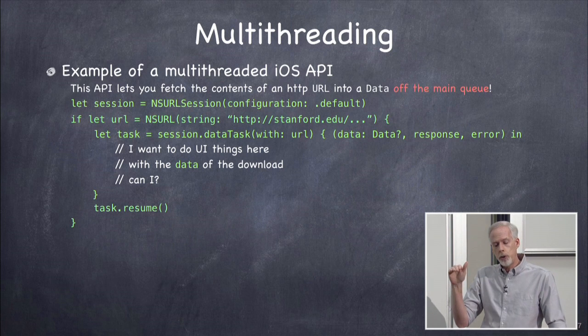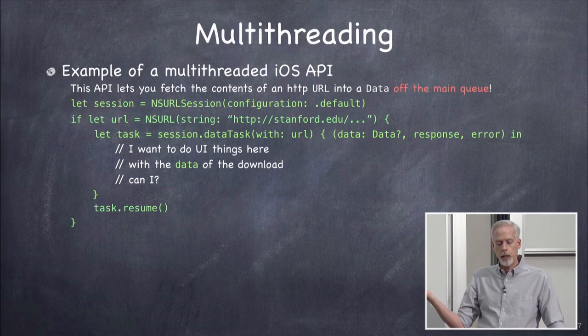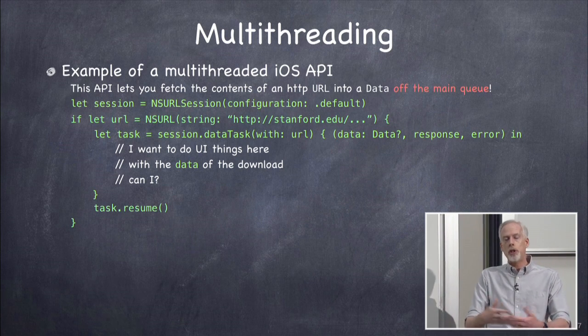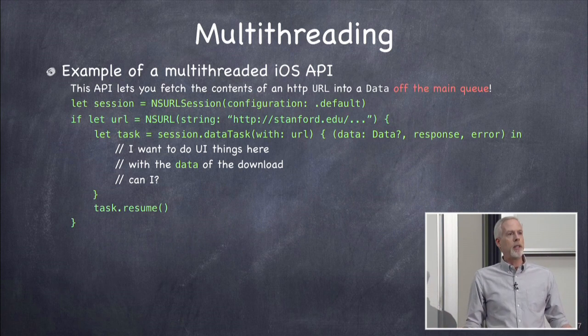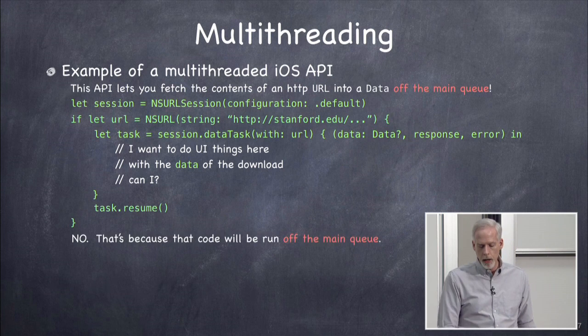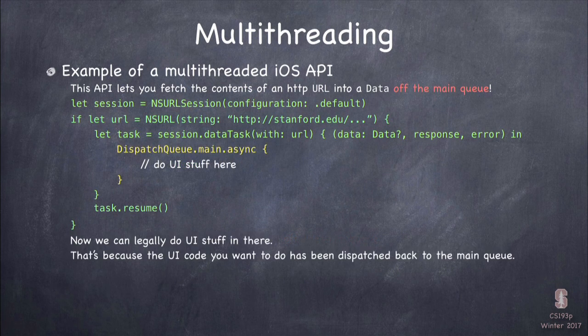So when the data is gotten and that closure is finally called on some other queue besides the main queue, you want to do some UI in there, like show the image that you just fetched, and you can't do it because you're not on the main queue. So how do you fix that? You just put inside of this closure another dispatch, back to the main queue, right? Dispatch queue main async with a closure. And you put your UI stuff in there. Now it's going to happen back on the main queue.